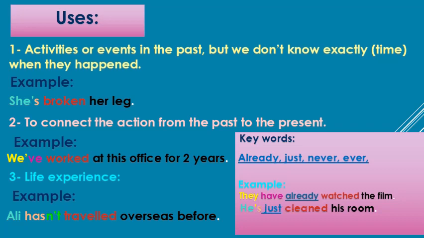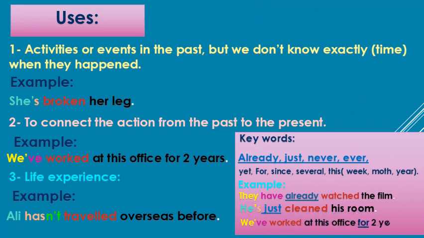Another example, he's just cleaned his room. So the keyword comes between the auxiliary verb and the main verb. And here we have other keywords: yet, for, since, several, this week, this month, and this year. Another example, we've worked at this office for 2 years.